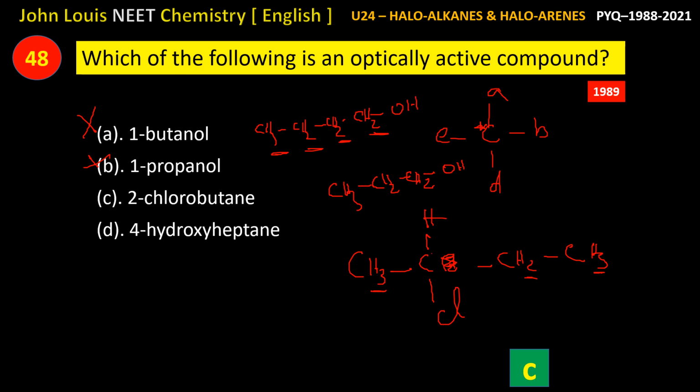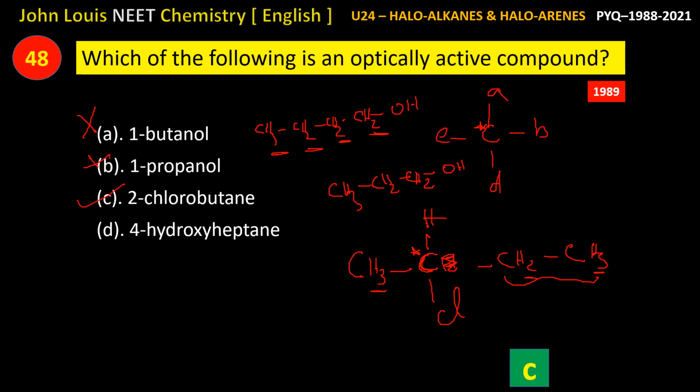Now you check this carbon. One bond is connected to hydrogen, the other bond is connected to methyl, the other bond is bonded to chlorine, and the other one is bonded to an ethyl group. All the 4 groups are different. Therefore this carbon is a chiral carbon, so it can exhibit optical isomerism. Therefore this compound is optically active, and option C is correct.